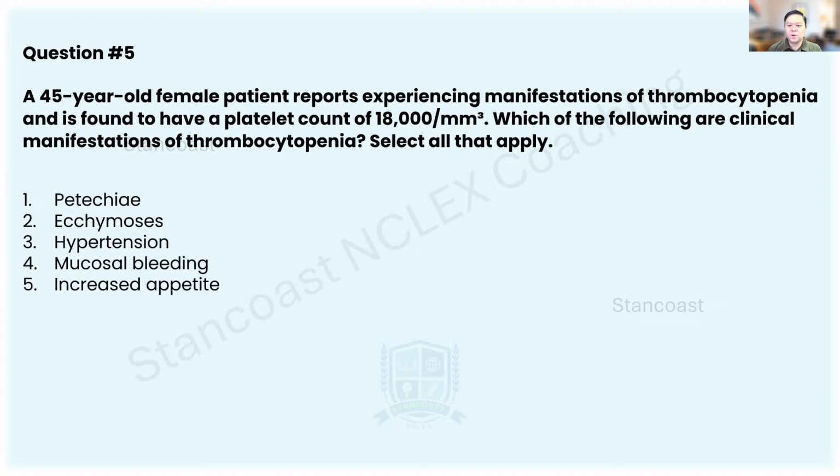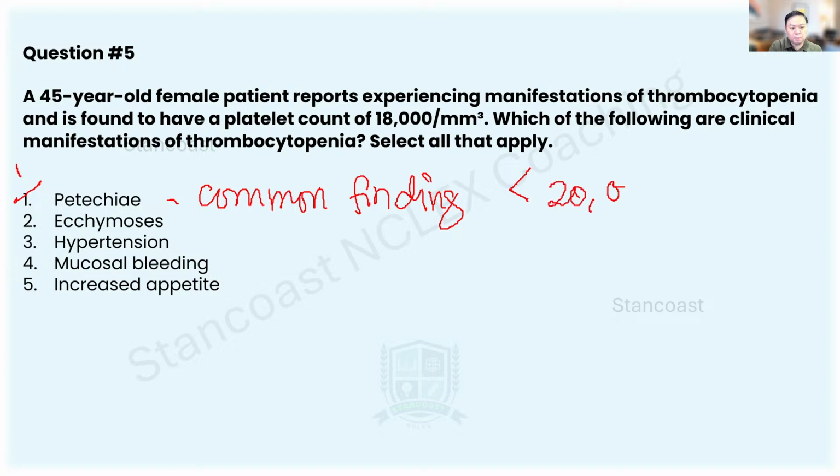All right, so let's identify all these manifestations. What is petechiae? Those are the small red or purple spots caused by bleeding into the skin. This is a very common finding in patients with a platelet count of less than 20,000, especially if the platelet count drops below 20,000 per cubic millimeter. So that is a common finding.